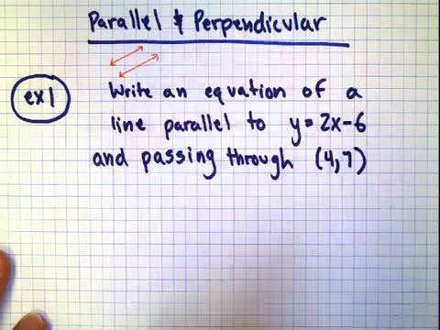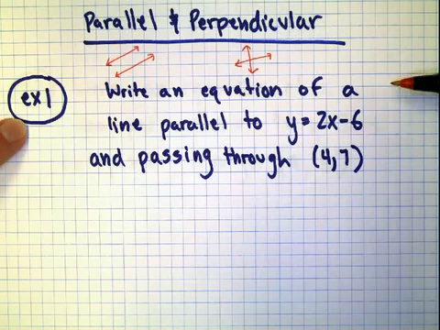So here is our first example all laid out for us. It says, example 1, write an equation of a line parallel to y equals 2x minus 6. So you should write this down, guys. Write an equation of a line parallel to y equals 2x minus 6 and passing through 4, 7.